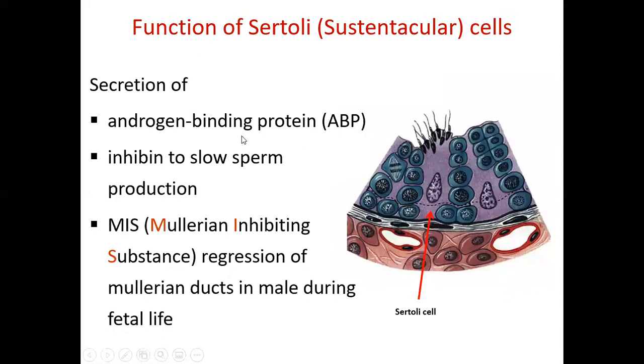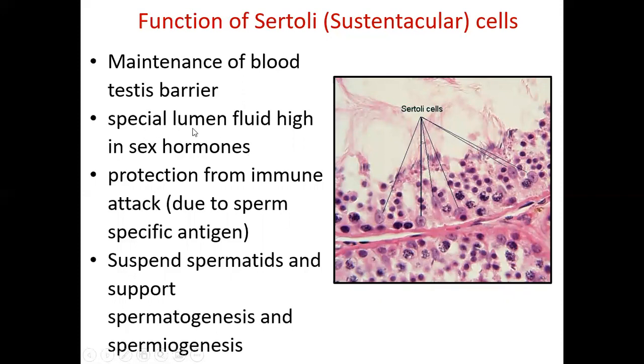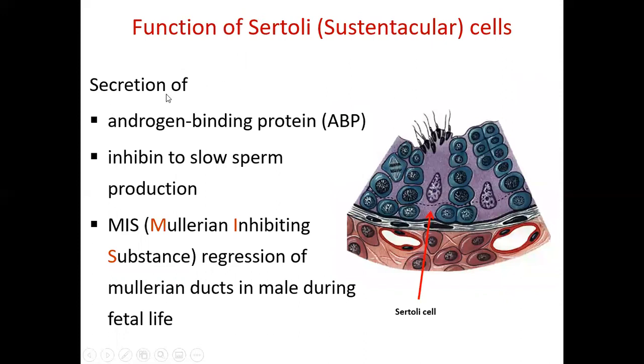Okay. Because just now I mentioned that the special fluid is rich in sex hormone. I mean that this Sertoli cell secretes a number of things here. It secretes the androgen binding protein, ABP, and also the inhibin. What is the function of the inhibin? Inhibin is to slow the sperm production, and it also secretes the MIS, Mullerian inhibiting substance, which causes regression of the Mullerian duct in the male during fetal life.